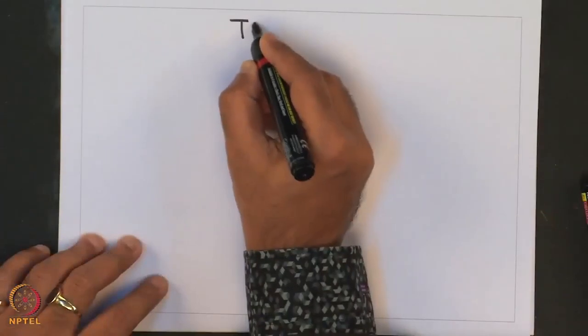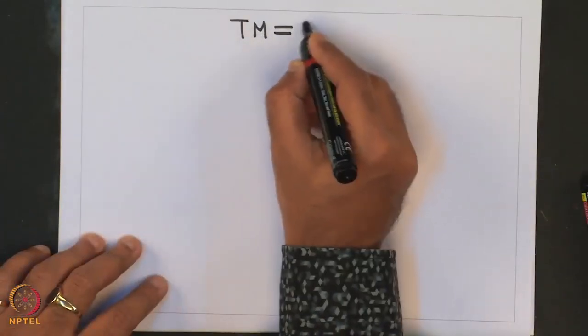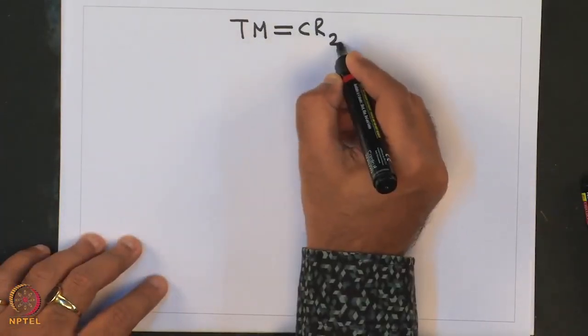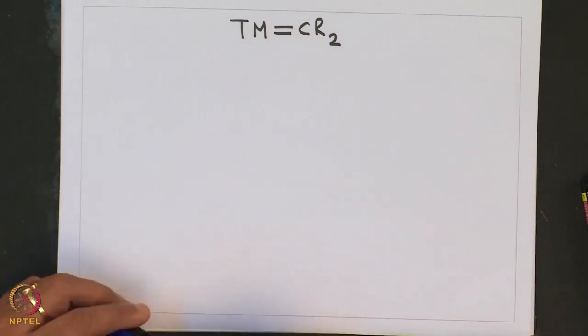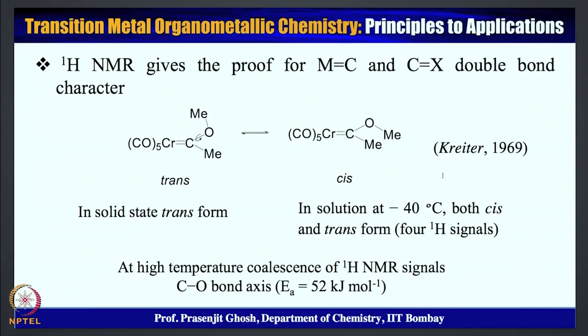So, this is from the perspective of how proton NMR can be effectively used for characterizing metal carbene complexes. For example, proton NMR gives the proof of the multiply bonded nature of the metal carbene moiety, as well as the multiply bonded nature of the C-X double bond character.